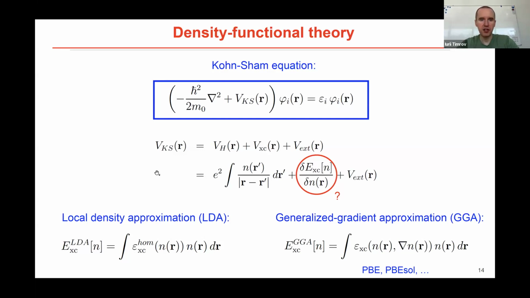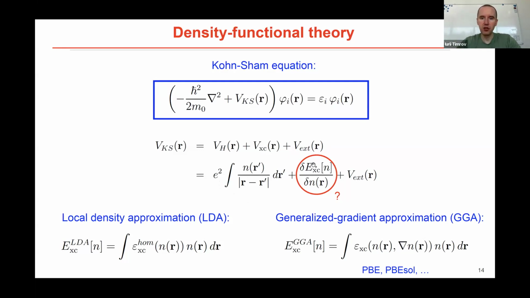Here the Kohn-Sham potential is composed of 3 potentials: the Hartree potential, the exchange correlation potential, and the external potential. The Hartree potential has an exact form. It's e squared, the charge of an electron to the power of 2, and we integrate the density divided by |r minus r prime|, the Coulomb potential. So this is the Hartree potential, it's exact and easy. The external potential is also given.